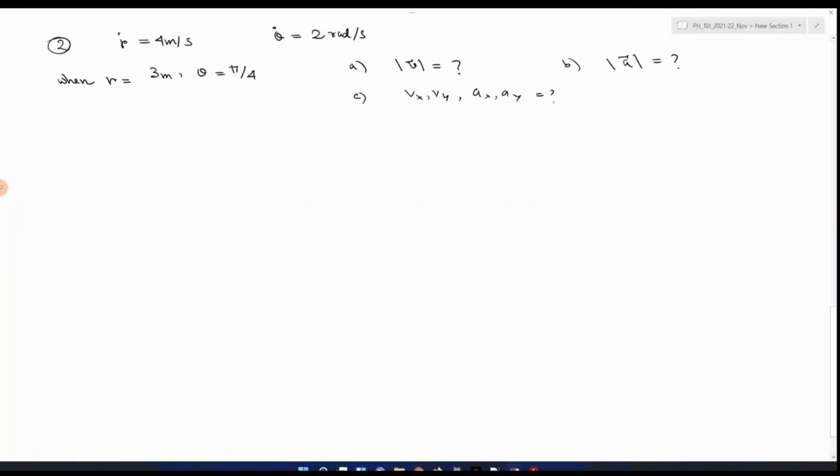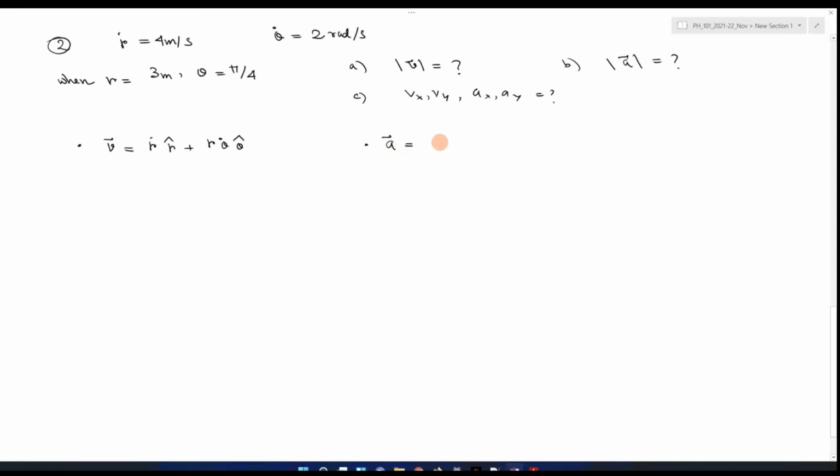So once you figure out that it's a problem from the polar coordinate system, then you simply write V is equal to ṙ r cap plus r θ̇ θ cap. I think this has been derived in your class. Good. And this also you remember.